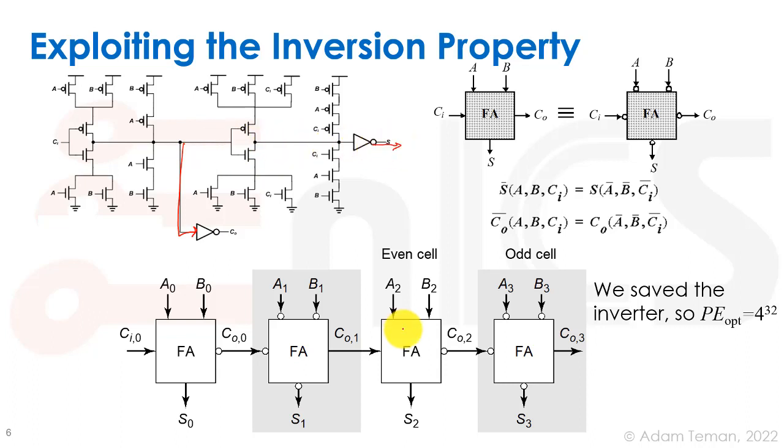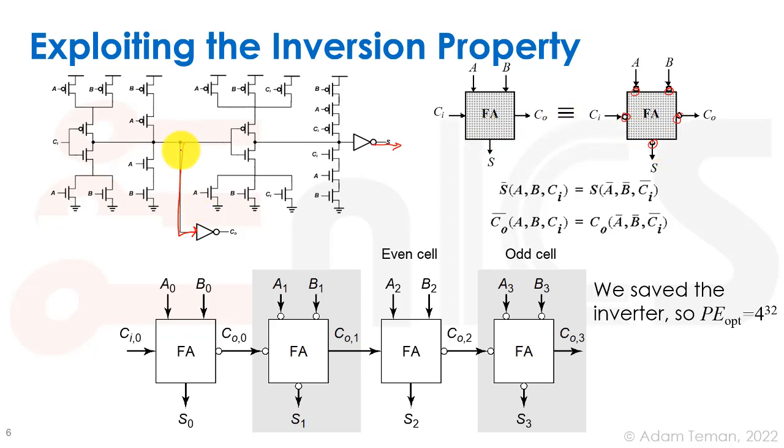So what happens when we get this type of a thing is really interesting, because if we put A, B, and C into our full adder, we get C out and S, of course. But if we just invert the inputs and take A inverted, B inverted, and C inverted, we would get C out inverted and sum inverted. And that's called an inversion property. And how can we exploit it?